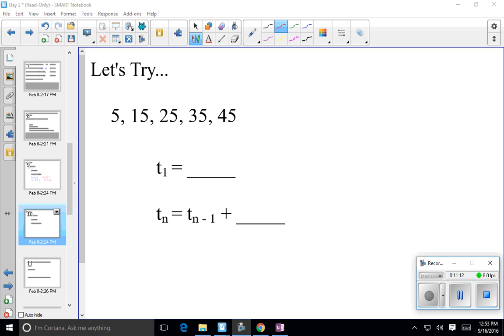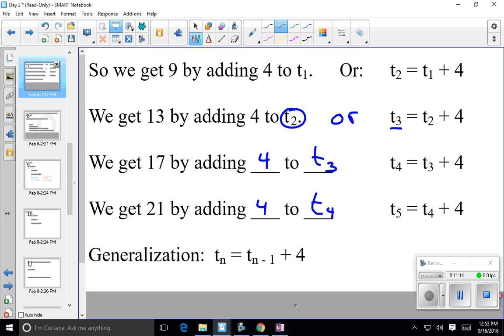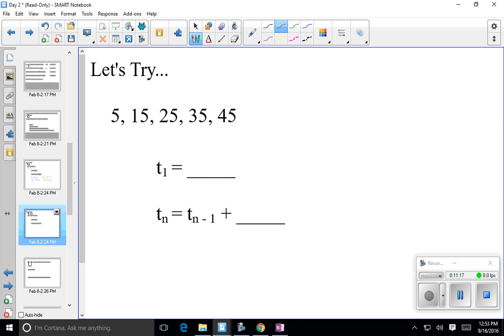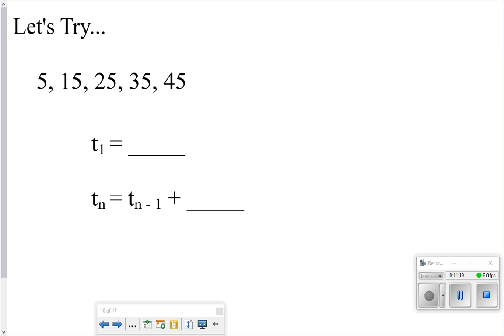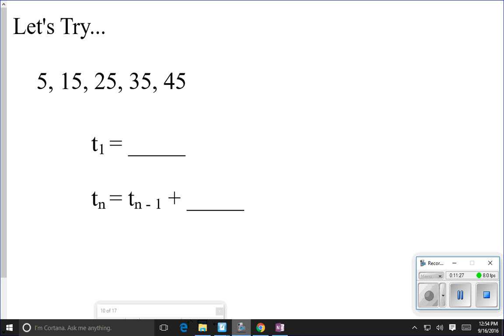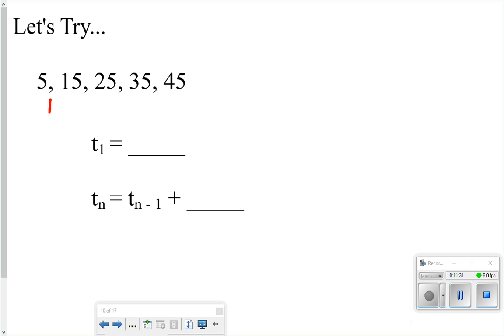All right, so here's where we left off. So the idea is we want to find something called the common difference. The common difference is just found by taking terms. The common difference is found by taking 15 minus 5, which is 10. So they're adding 10 to get to the next number. So T1 is simply listing out your first term, and then to find the next term, we're going to be adding that common difference of 10.